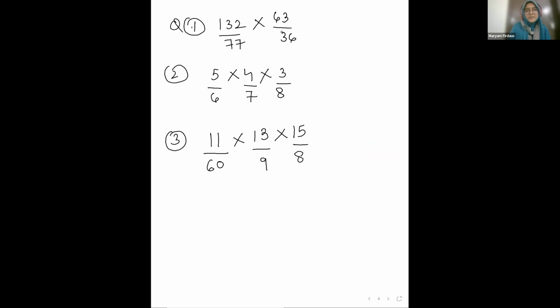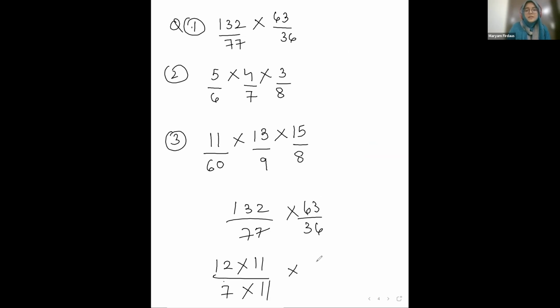So you know what I like doing sometimes when the numbers get too big? I do this: 132 by 77, right? So I'll write it like this. Okay, 132, I know that that's 12 into 11, and 77 is 7 into 11. Oh, wow. So here's something that's going to get cancelled. 63 is 9 into 7, and 36, just write whatever pops up in your head, is, I think, 9 into 4.